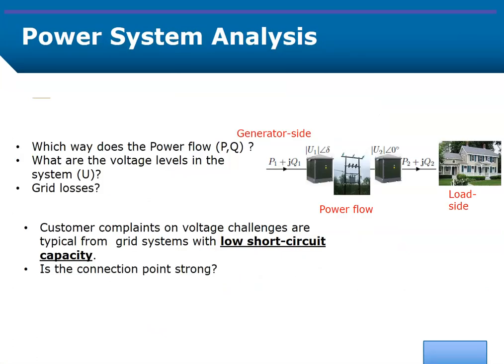When we look at power system analysis, we can have several questions when we start to do such analysis. Which way does the power flow, the active power and the reactive power? The classic way is you have a generator side and a load side. Today we can have a much more two-way flow, so we can have generators on both sides. So what are the voltage levels in the system? That's another question. What about grid losses?